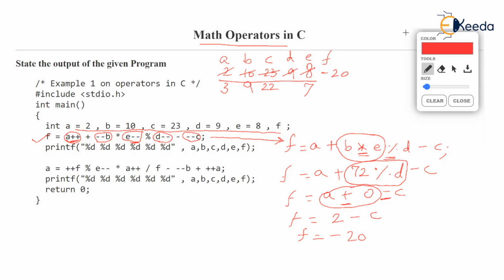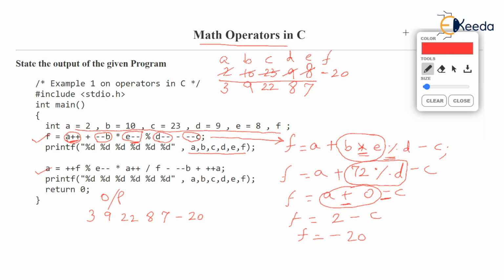So these are the new values of a, b, c, d, e, f. And the next line obviously is printing all 6 values. So the first output in sequence will be a is 3, b is 9, c is 22, d is 8, e is 7 and f is minus 20. So now let's look at the next expression and how it gets solved.